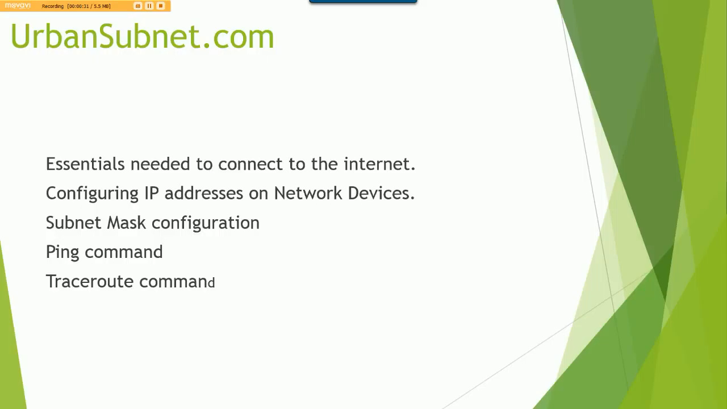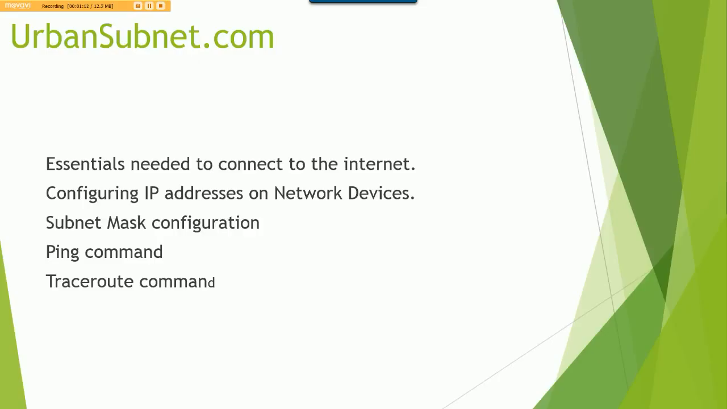So we will take a look at how to configure those addresses on actual network devices. We're going to look at the subnet mask and how important it is to make sure that it is configured correctly. We're going to test the ping command, and we're going to look at the traceroute command. Ping and traceroute are part of the TCP/IP protocol, and they're used to help us troubleshoot the network and to see if devices are actually reachable from one another on the network with the ping and the traceroute command.